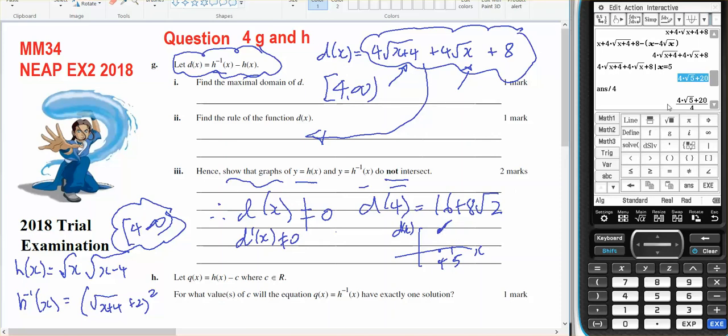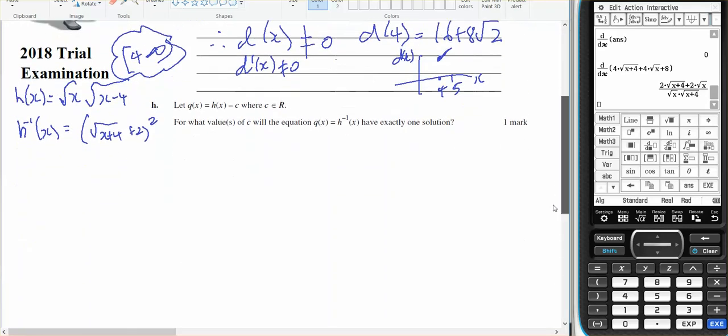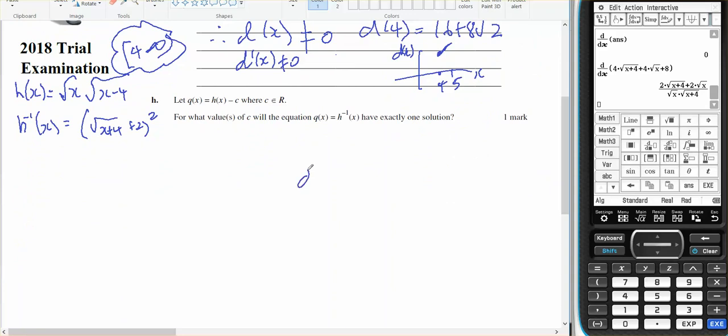So if I take the derivative, I get this expression here. Can that ever equal 0? So I'm looking at the derivative, that d dash of x equals 2 times the square root of x plus 4 plus 2 root x on top of, I don't really care what's in the denominator because I can never get that equaling 0.